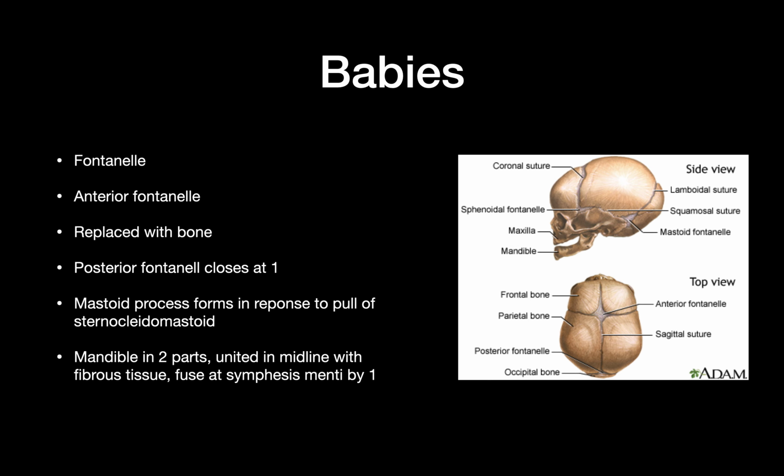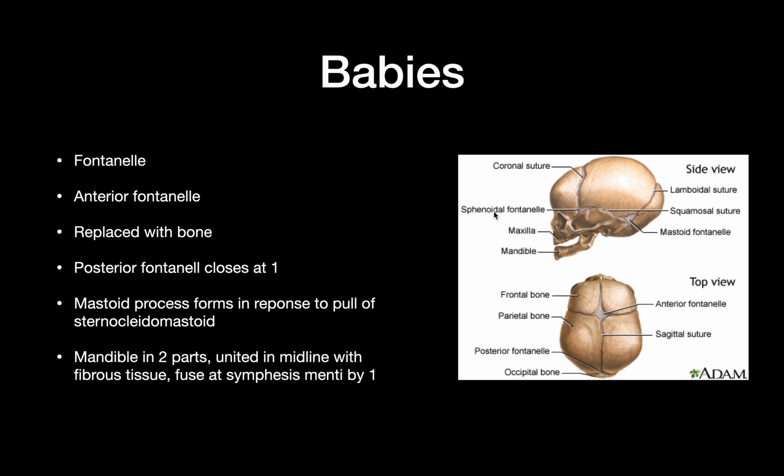So in babies, their skulls are a bit different from ours. They still have these soft spots called fontanelles that expand, allowing the child to grow. Newborns and babies, their heads develop much faster than their body. So these stretchy points, the fontanelles, allow the cranium to expand. Over time, they're replaced with bones. The posterior fontanelle will close and be replaced with bone at around age 1.